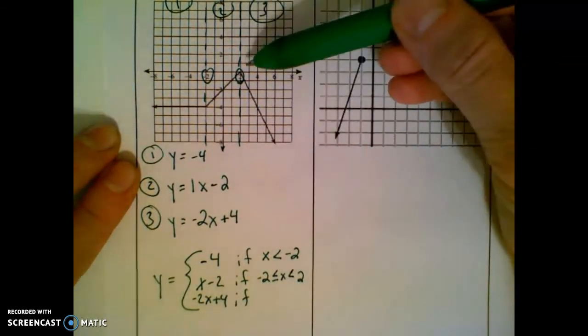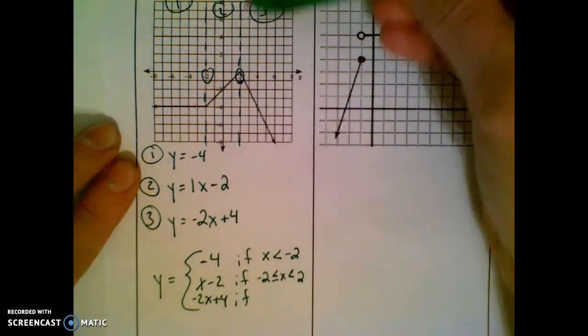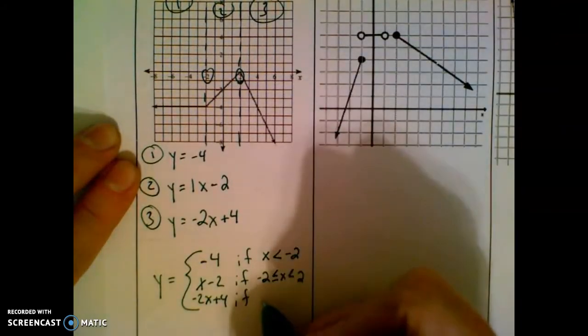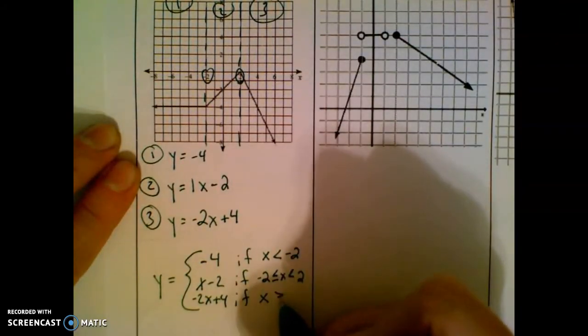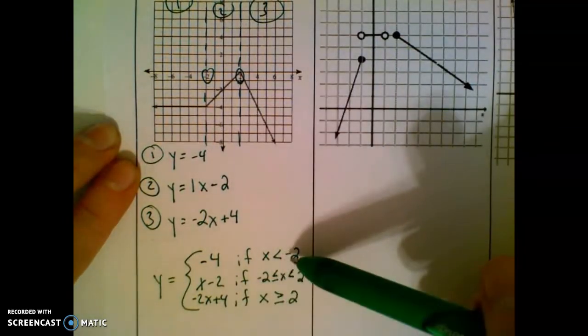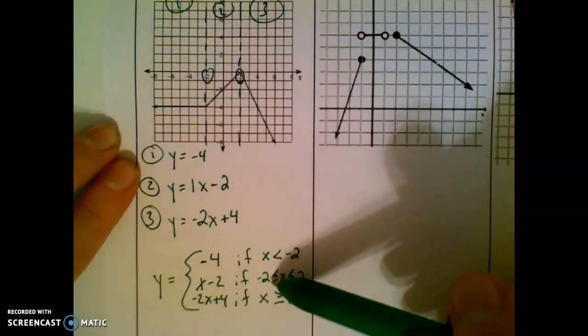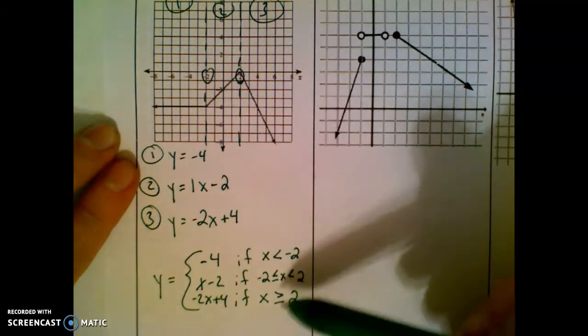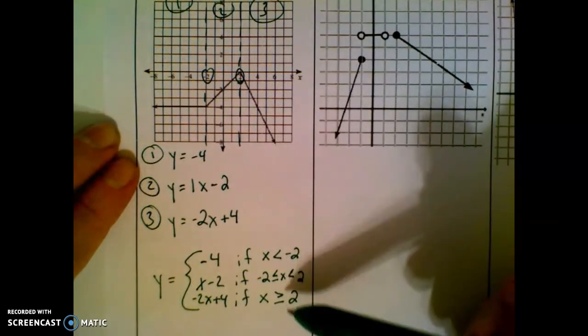Okay, the last group starts at 2. Again, we're looking at the x values, and it goes forever to the right. So those x values are greater than or equal to 2. So make sure that you have each number included. So -2 included here, not there. 2 included here and not there. And it doesn't matter if you include 2 here and not there, as long as 2 is included somewhere.